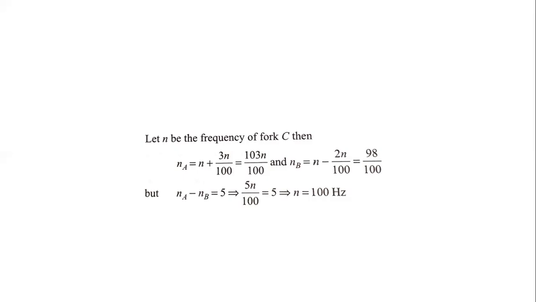But what is the information given? They produce 5 beats. You know the beat frequency formula: nA minus nB is equal to 5. When you substitute the values of nA and nB, you get 5 equals 5n by 100, which upon simplification gives n equals 100 hertz. It means the frequency of the unknown tuning fork, that is C, is 100 hertz. This is one of the best applications of the concept of beats. Beats can be used to determine an unknown frequency, and this question clearly explains how the frequency of the unknown tuning fork can be calculated.